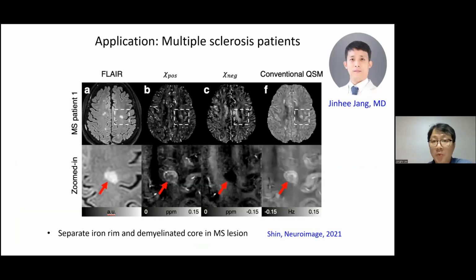We also did an MS patient study looking at the so-called iron rim lesion, where QSM can identify it but does not really tell you whether there is demyelination or not. But chi separation tells you that at the edges you get this iron rim, and at the core you get demyelination. I believe it's something that you can use for additional categorization of the lesions in MS.